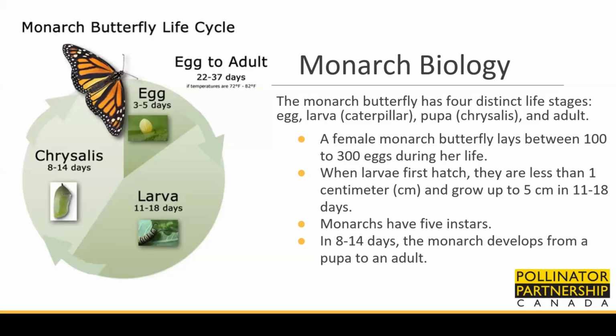Monarch development rates vary with temperature, but the complete larval life cycle can range from 2.5 to 4 weeks. After anywhere between 8 to 15 days, the monarch develops from a pupa into an adult. The completion of the 4-stage life cycle process is called complete metamorphosis. The emergence of the adult butterfly from the pupal stage is called eclosion. Generally, adult monarch butterflies live about a month, during which time they feed and reproduce.